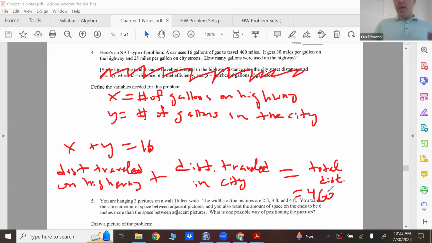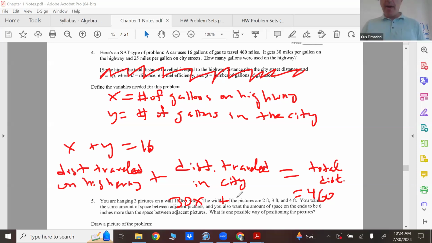460. Now, you get 30 miles per gallon. So 30x. Because let's say you use up 2 gallons on the highway. You get 60 miles, right? What if you use 10 gallons on the highway? Maybe 300 miles, right? So 30x is all the miles we travel on the highway.